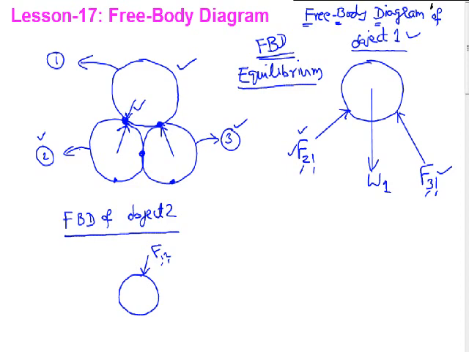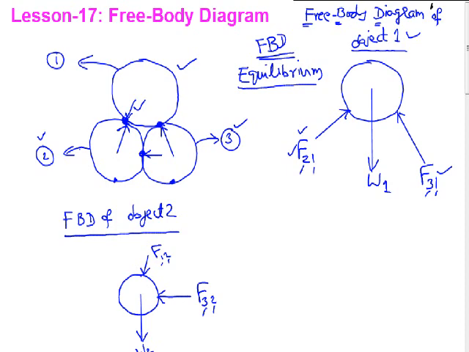Similarly, you have object 3 pushing onto object 2 as shown here. So we'll show a force here and say this is F32, to indicate the force exerted by 3 on 2. And obviously we have the third force, which is the weight of object 2. We can find out the unknown forces from here.